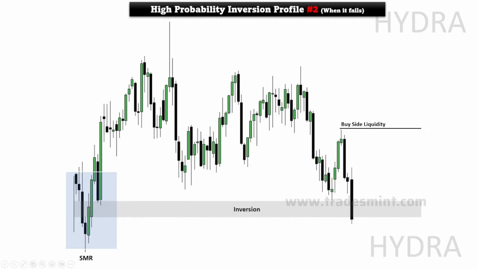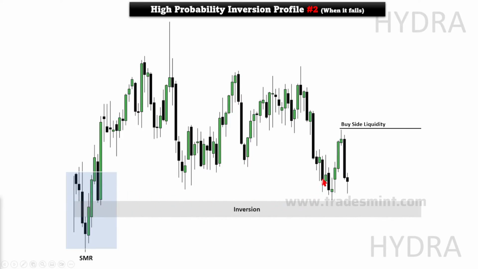So this is another example that I'm going to show you guys, right? We have our SMR leg right here. That's where price changes trend, right? We identify the fair value gap here. We have a fair value gap right here. This one, we identified it as our inversion.